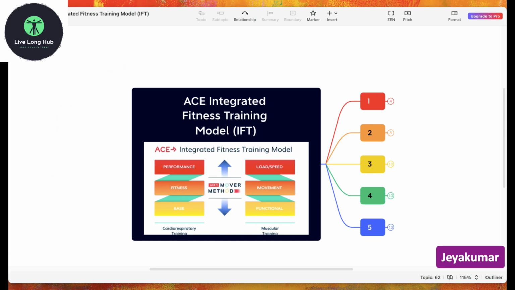Today, the thought for the day is going to be the ACE integrated fitness model. Let's see what it is. Let me just open my mind map.